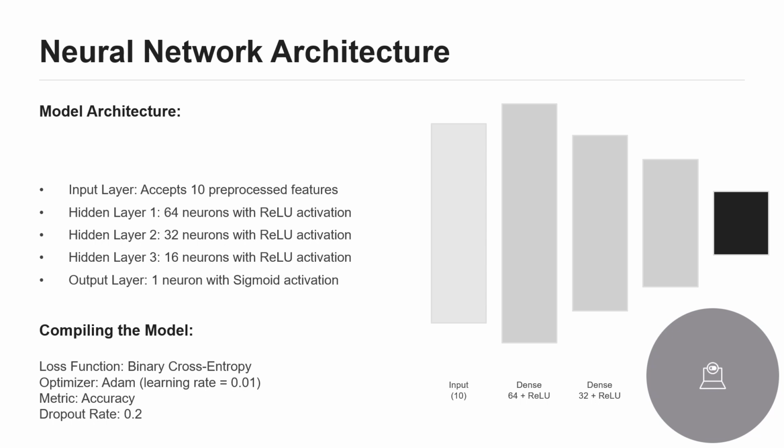Hi, I am Akash Talyan and I will be explaining the neural network model we built for stroke prediction. We designed a sequential neural network for binary classification, predicting whether a patient is at risk of a stroke or not. The model has 5 layers. The input layer takes 10 preprocessed features, 3 hidden layers follow with 64, 32, and 16 neurons respectively, all using ReLU activation. The output layer has a single neuron with sigmoid activation, which gives a probability between 0 and 1. Above 0.5 means stroke risk, below 0.5 means no risk.